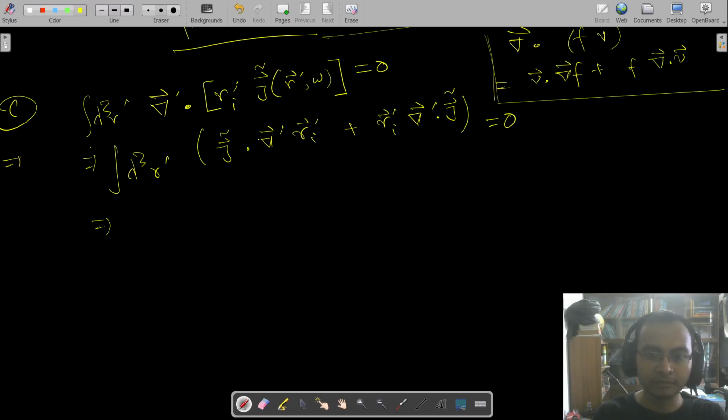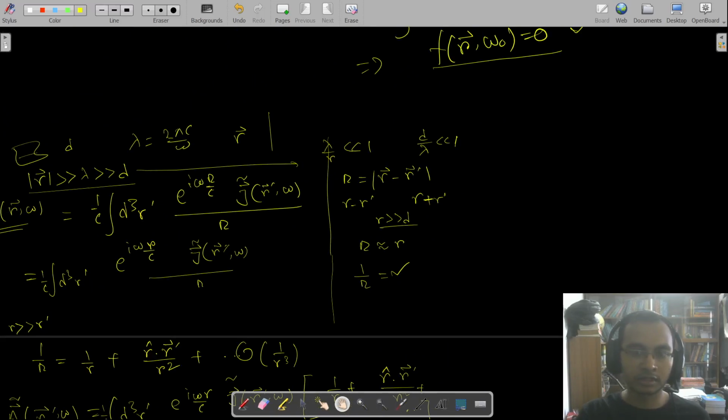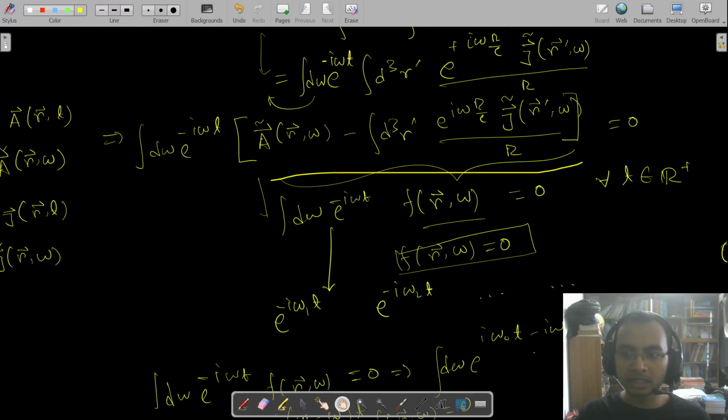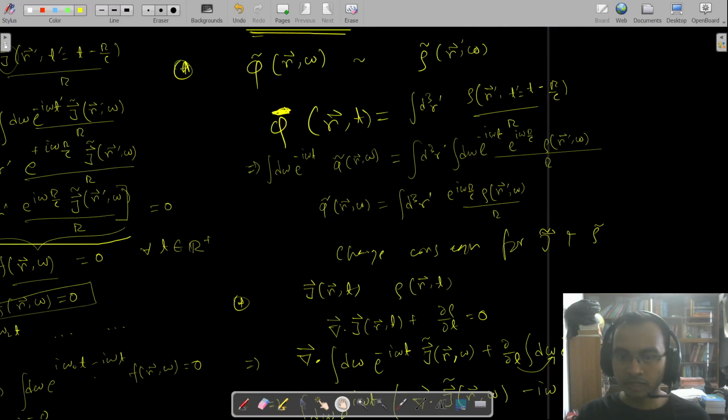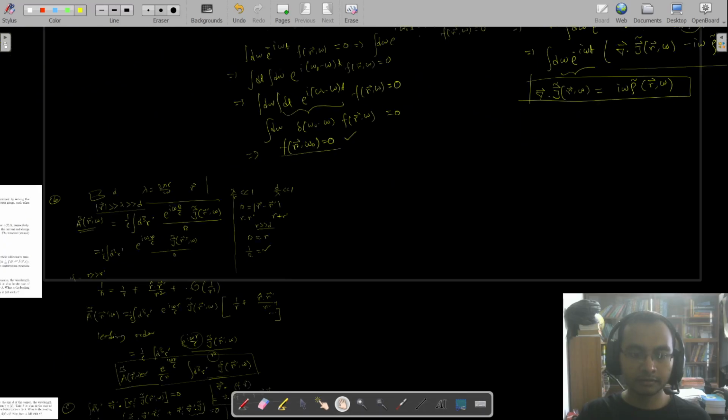So we have this thing. Now notice one thing: this can be written down in terms of rho tilde, right? We have previously worked out the relation between j tilde and rho tilde. So to find this thing, we're going to use that.